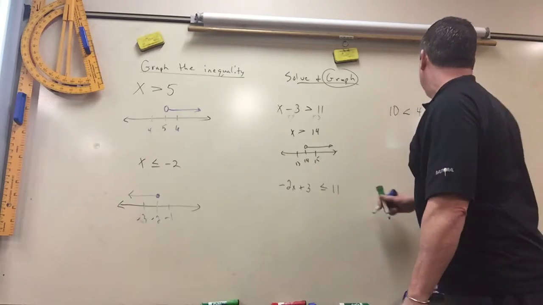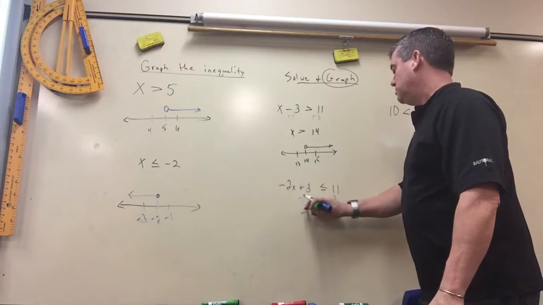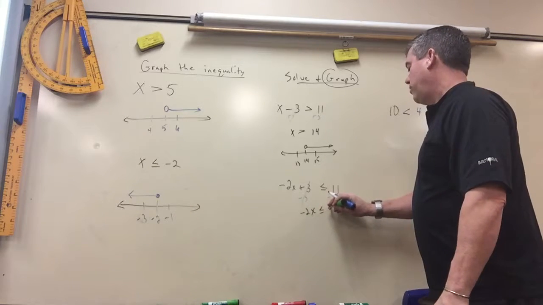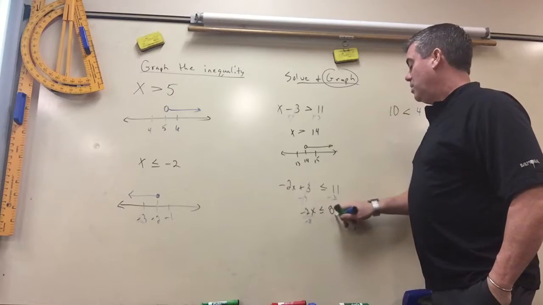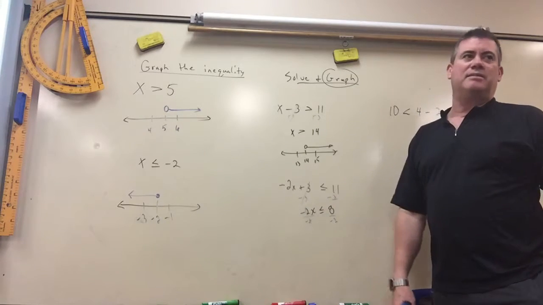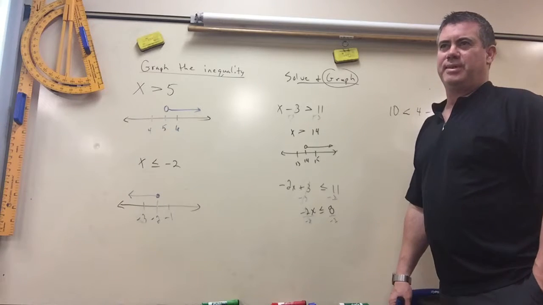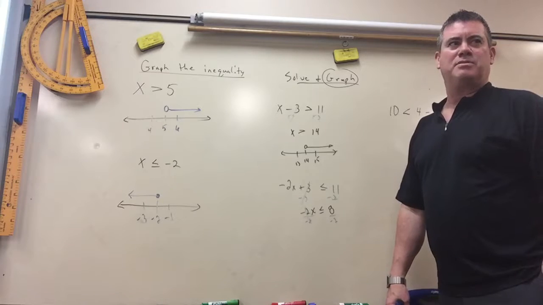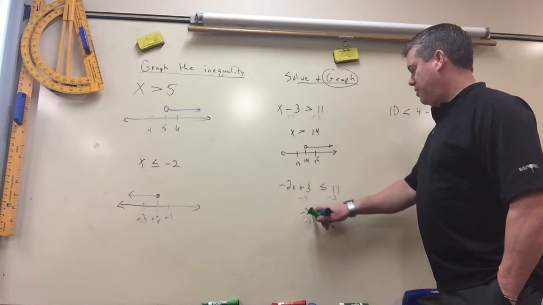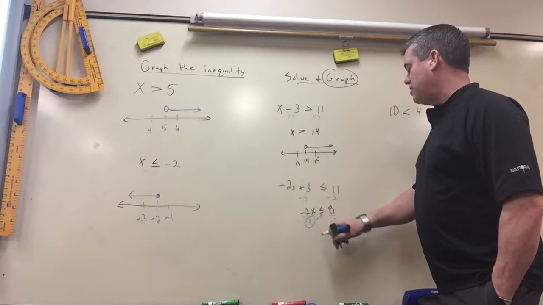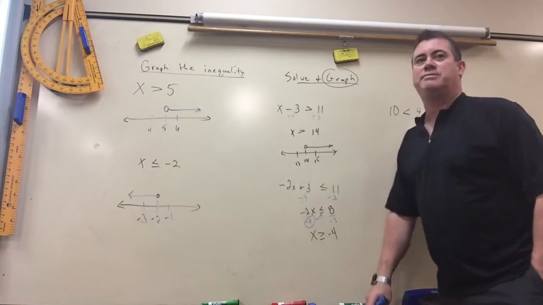This is a 2-step. We've got to subtract 3 first. Then you got to divide by negative 2. So if you haven't memorized it yet, you have to memorize it. What happens if you divide by a negative? Well, you switch the sign. If you divide by a negative, you got to switch the direction of the sign. So it'd be x is greater than or equal to negative 4.